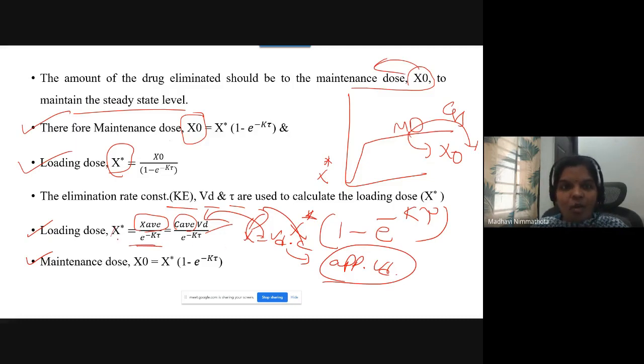This is the loading dose. And the maintenance dose is X naught equals maintenance dose into 1 minus e to the power of minus k tau. These two equations are written with respect to Vd, tau and Ke.